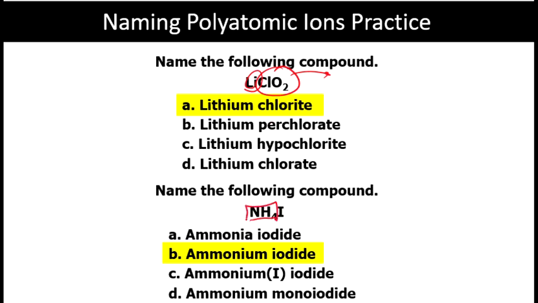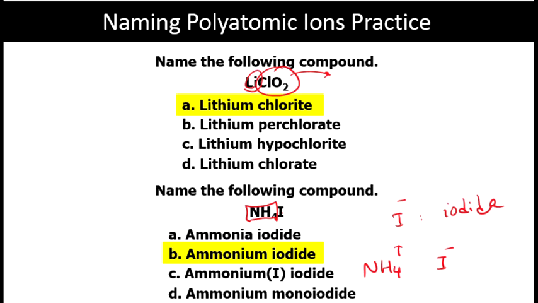NH4I. If you remember, I told you first memorize NH4. This is the cation at the beginning of the ionic compounds. Ammonium, and I is only one single element, so we add IDE. There is no oxygen for that to end in ITE or ATE. So I, one negative, means iodide. NH4, one positive, I, one negative. We make ammonium iodide.